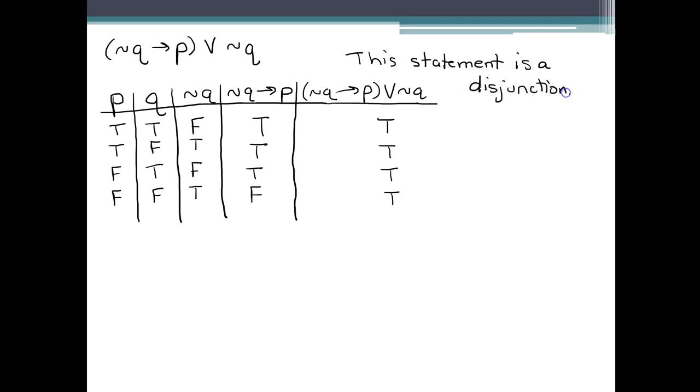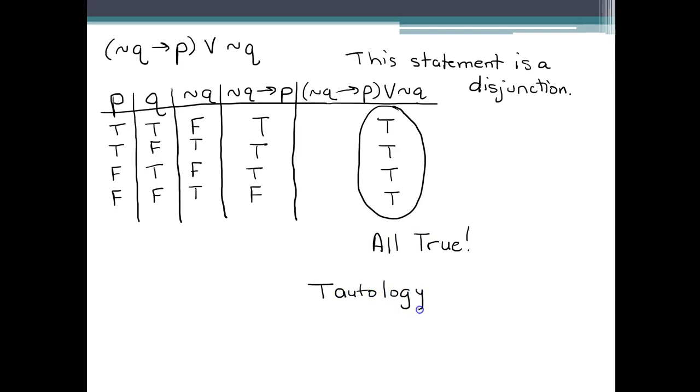It's a compound statement. It's a disjunction. And notice that in that answer column, the results were all true. So this kind of statement is a tautology. If you have a compound statement and the final column's all true, then you have a tautology. That's a fun word to say. I don't know why I like saying it. Tautology.